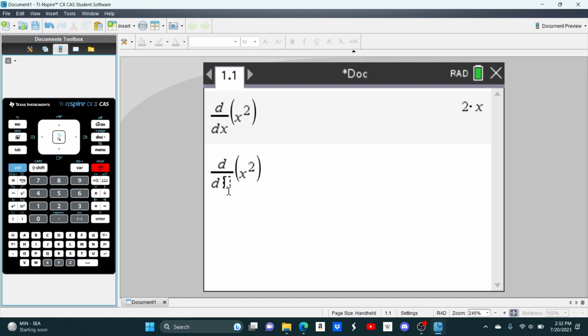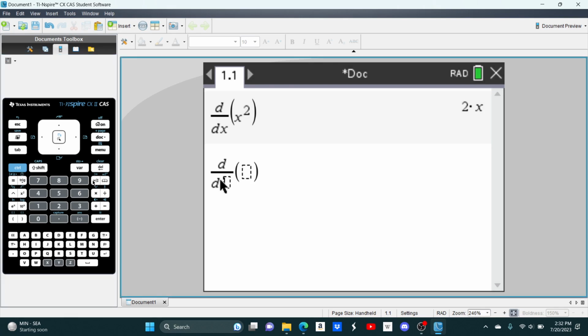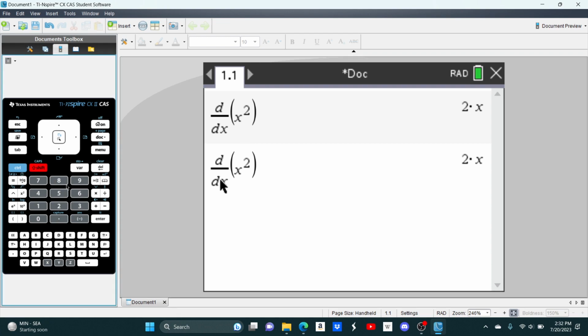The other way you can get there is by clicking this button right underneath the delete. You get all this menu, and you see right here, you can get to the derivative that way. And then personally, my favorite way, and I think the quickest way, is if you just click shift and then minus, you'll get a derivative there. Same thing like that.